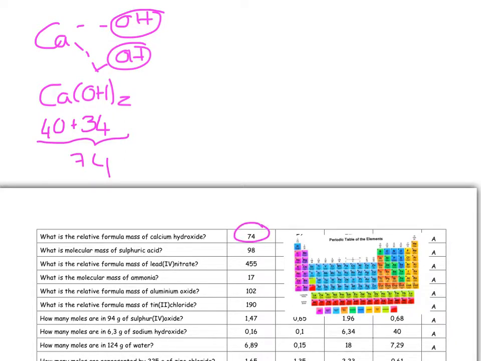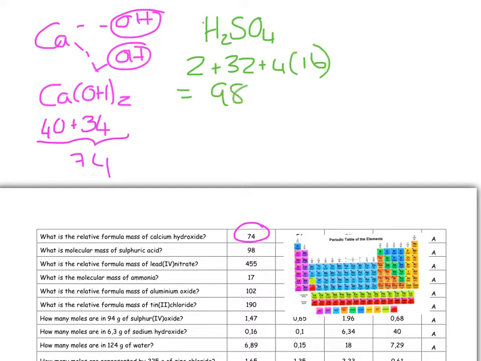What is the molar mass of sulfuric acid? First, we need to know that sulfuric acid is H2SO4. Then we go 2 plus 32 plus 4 times 16, and we land up with 98.